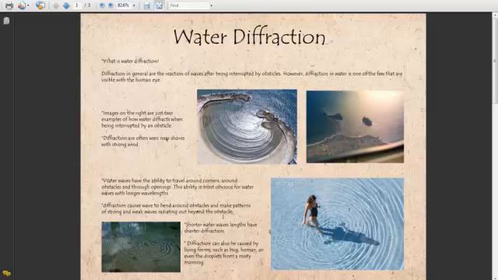Hey everybody, so today I'm gonna talk about water diffraction. So what is water diffraction? Well, diffraction can be defined as the behavior of a wave when it encounters an obstacle and causes a wave to bend around the obstacle and make patterns of strong and weak waves radiating out beyond the obstacle.